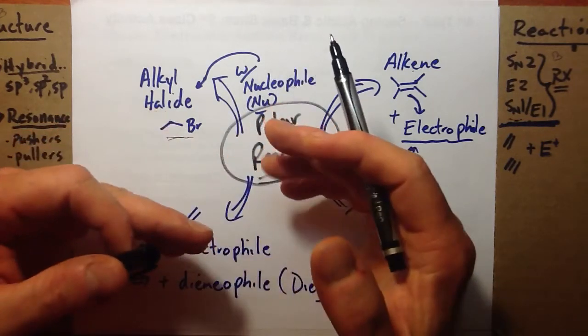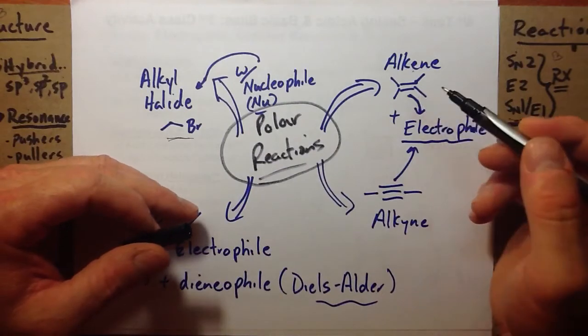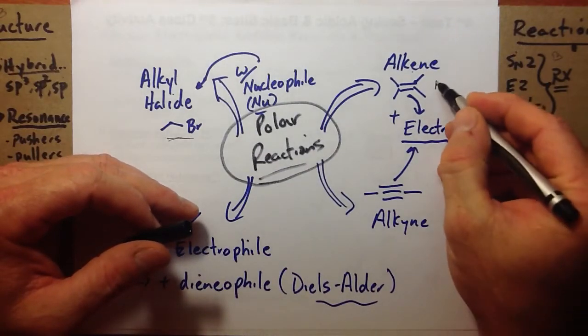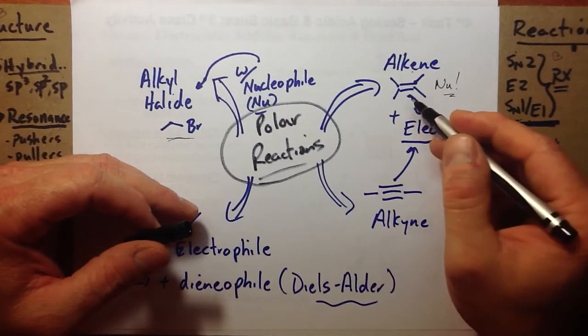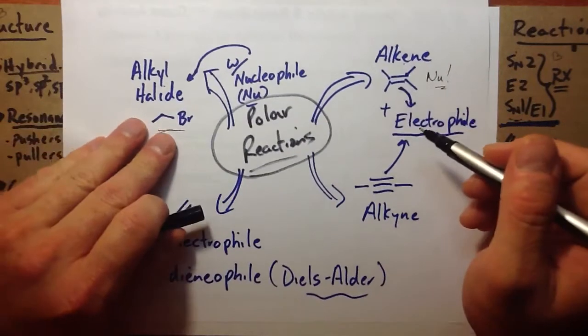We're going to flip things here. The functional group we're talking about is going to be the nucleophile. He is going to be on the attacking side. He is not going to be attacked. That was our alkyl halide.